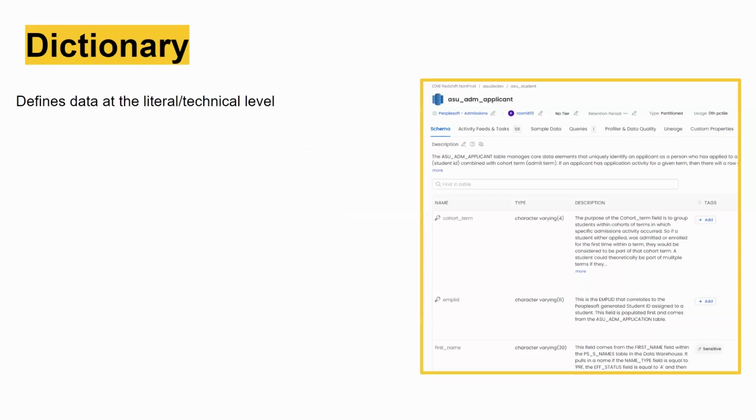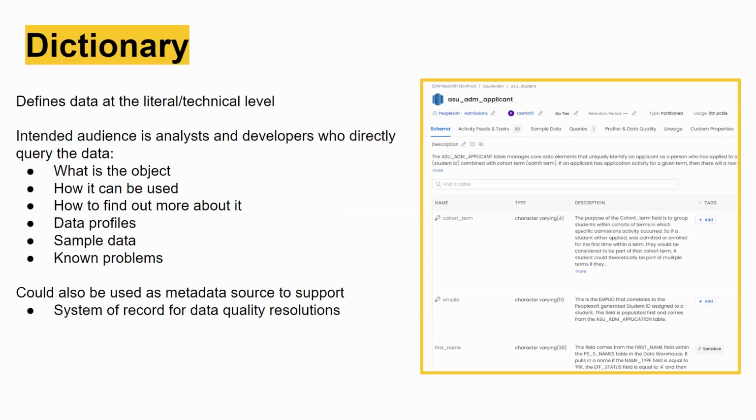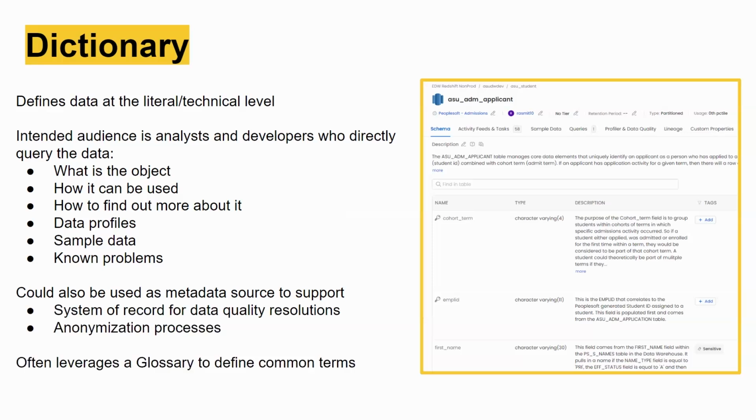We also are leveraging it within the data dictionary. So it's defining data at the technical level, and we're showcasing for our analysts and developers, what is this object? How can it be used? What's the data profile? What does this data sampling look like? It can also be used as a source of support, so systems of record and anonymizing processes. So we're often using the business glossary as well to define common terms, which is in the next section.